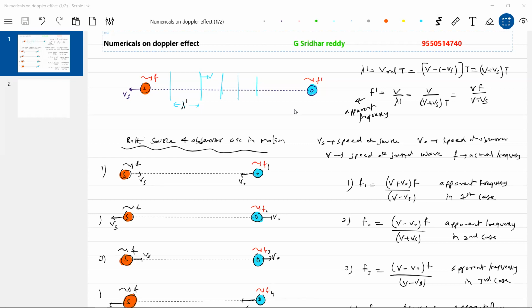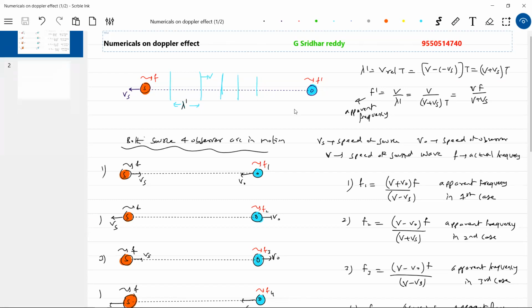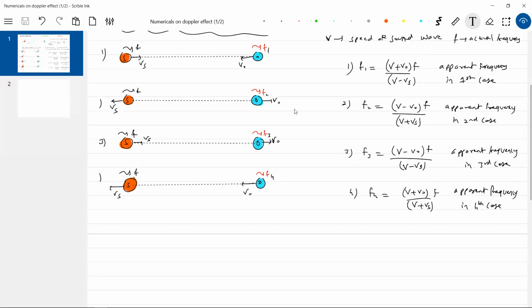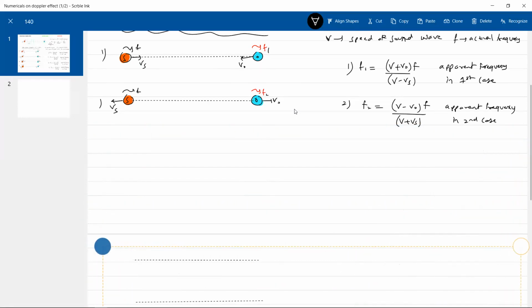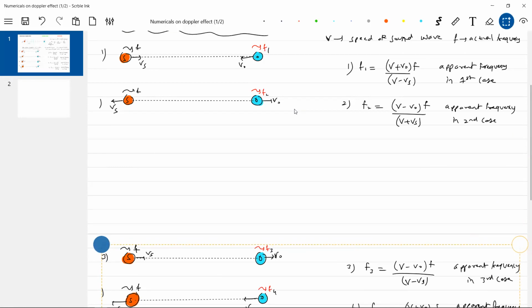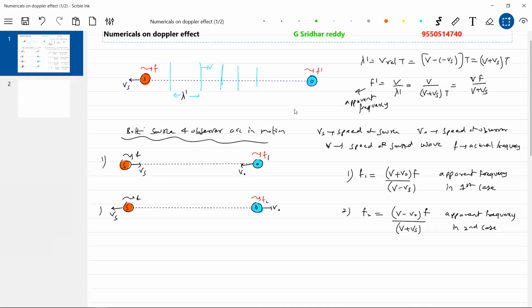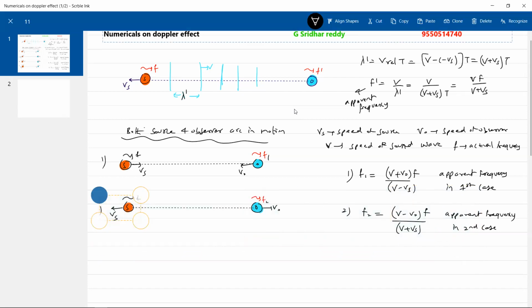Yesterday we only had a discussion on the apparent frequency. Now what happens to the wavelength of the waves received by the person? So the formula is very simple. Let me pick up from yesterday where we have discussed, there in the end. Okay, from there I'll continue.